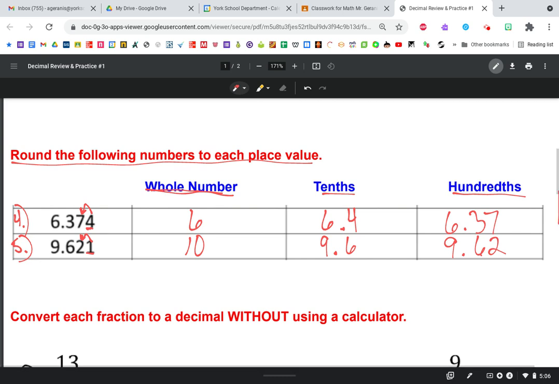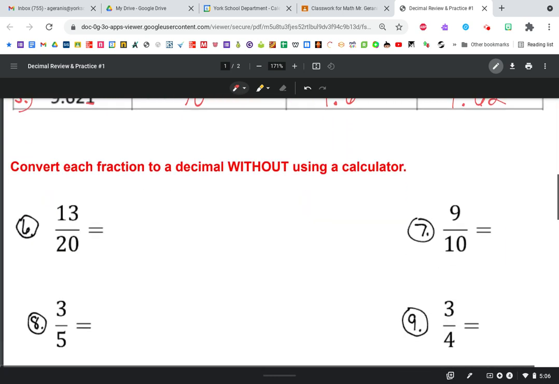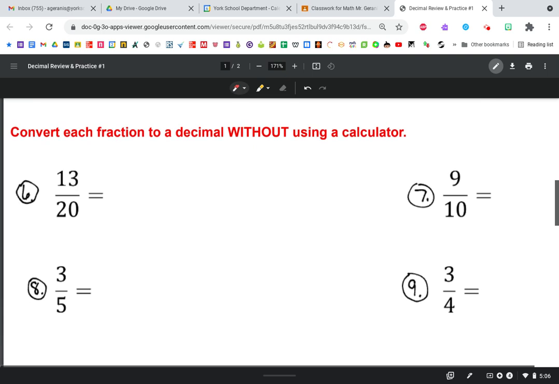So let's see if I can scroll up here. There we go. In the next section, you're asked to convert each fraction to a decimal without using a calculator. Here we're finding equivalent fractions. So we want to find a 10 or 100 in the denominator. In fact, if we start with number 7, we see a 10 already in the denominator. So 9 tenths becomes a 9 in the tenths place, or 0.9.